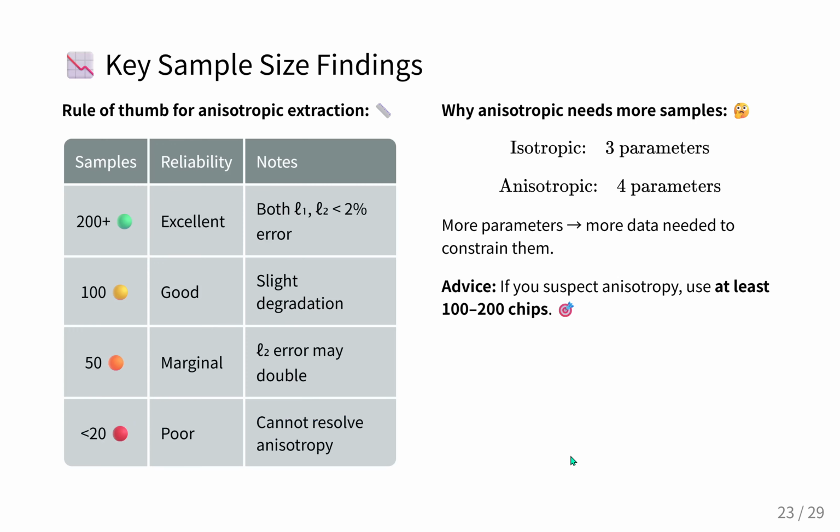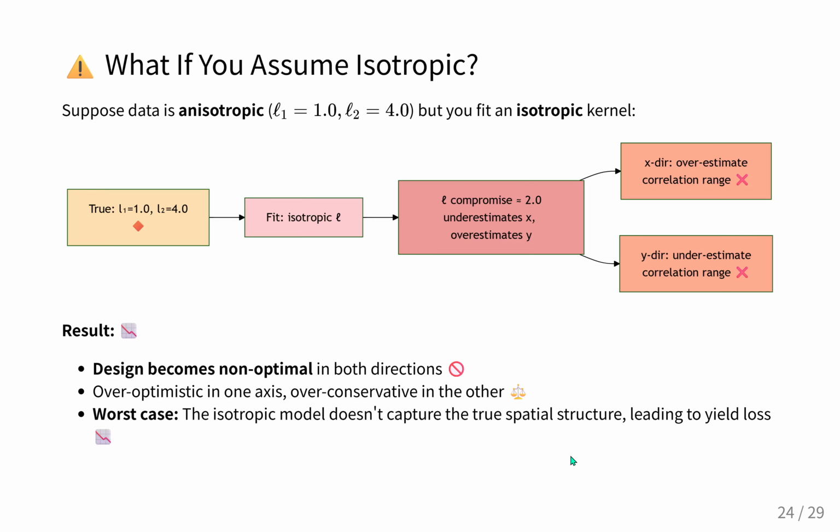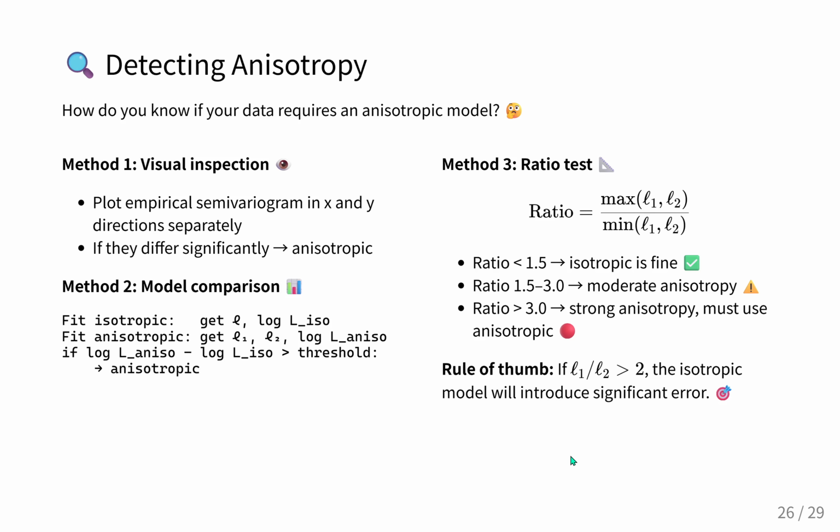Which naturally leads into the most crucial part of the presentation, the practical guide. The author doesn't just drop this heavy math and walk away. They give engineers a highly actionable ratio test to determine when they actually need to use this 4-parameter model. It is wonderfully straightforward. It really is.